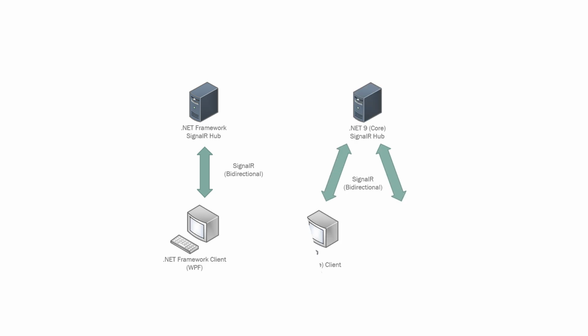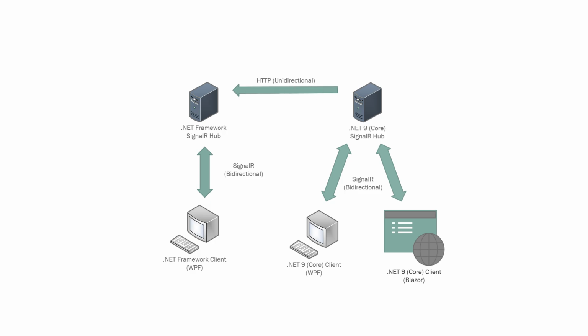Another way we might fix it is like this. We could have our Framework hub and client, and we could have our Core hub and client, and then we could get the two hubs as web services to communicate between each other with HTTP. Now, HTTP you think might be a one-way protocol.